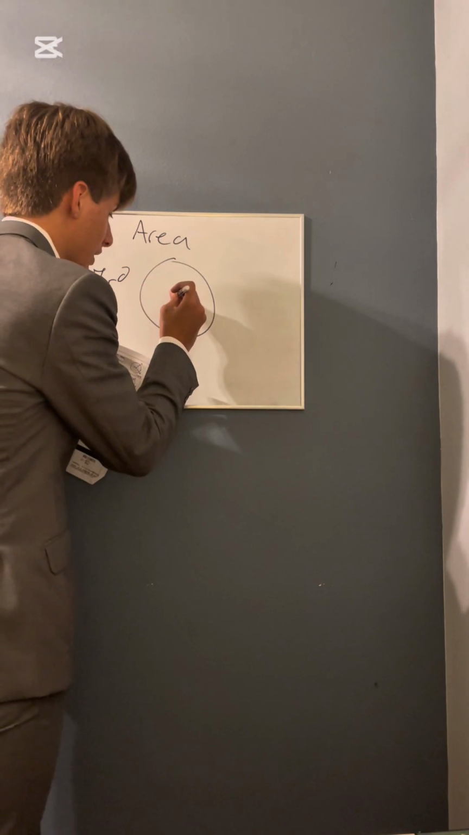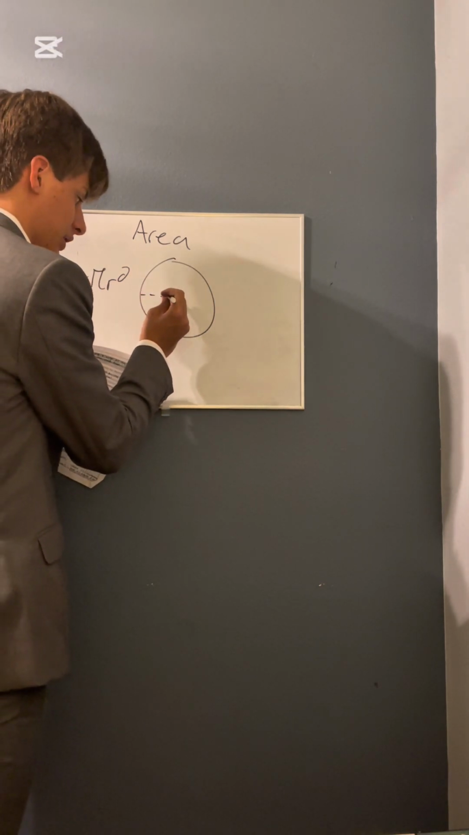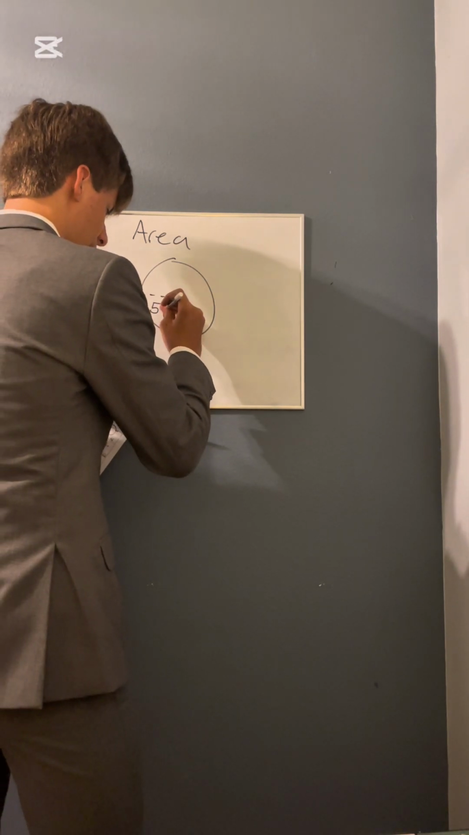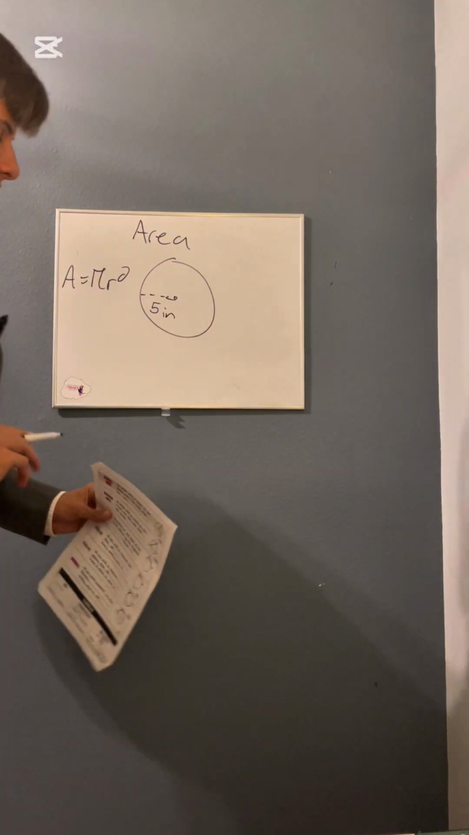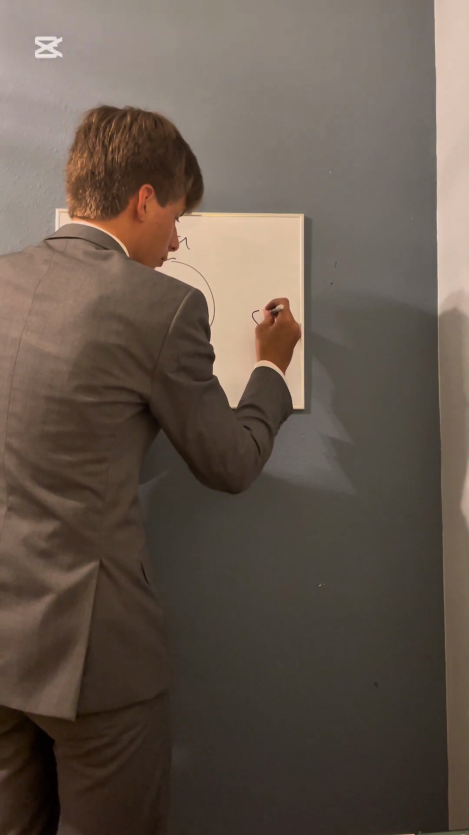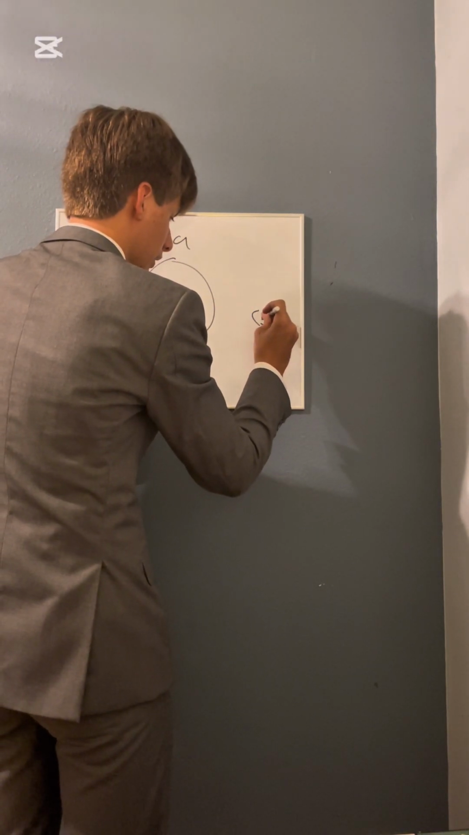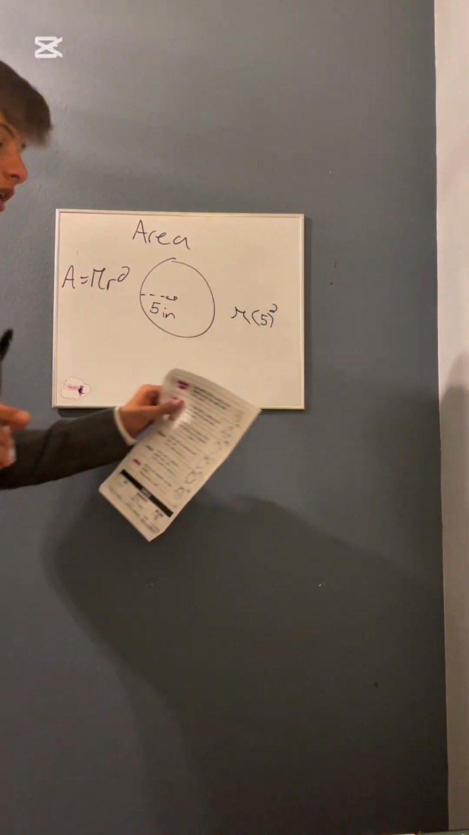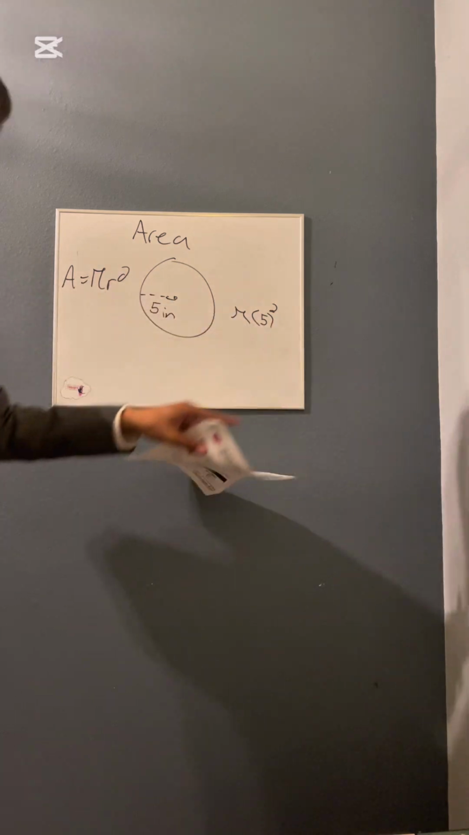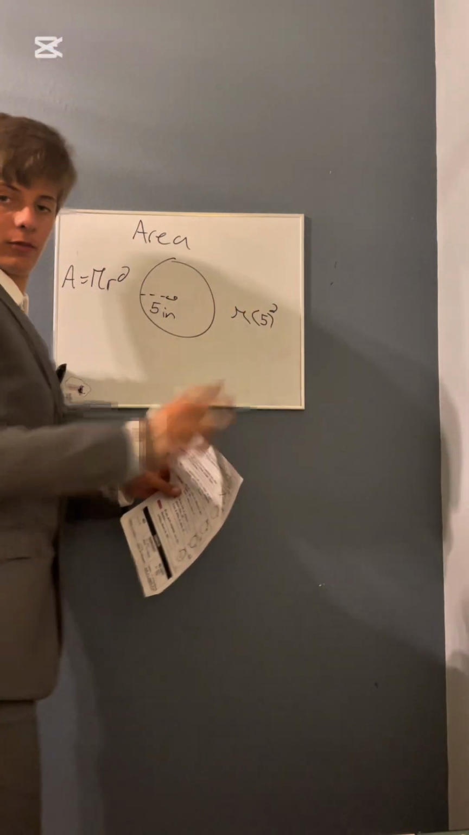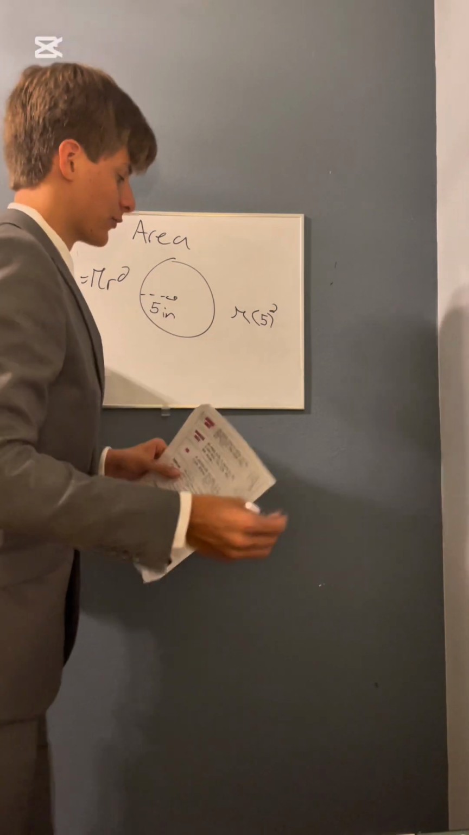Let's say we have our central angle right here, and our radius is 5 inches. Let's plug that number in. Put parentheses around wherever you're plugging it in, square it, and pi. The first thing you will do is square the number in the parentheses. This equals 25, because 5 times 5 is 25.